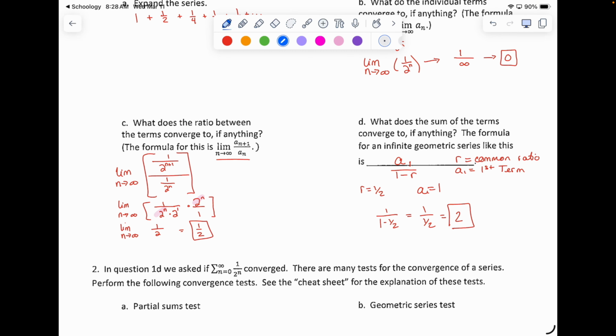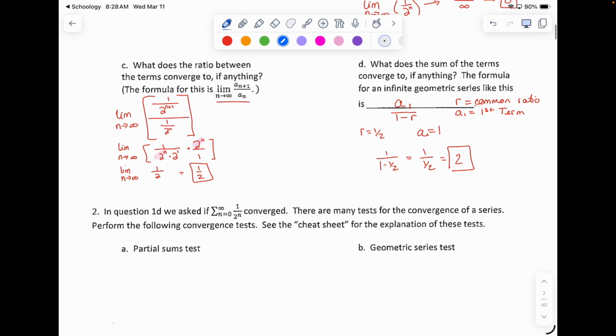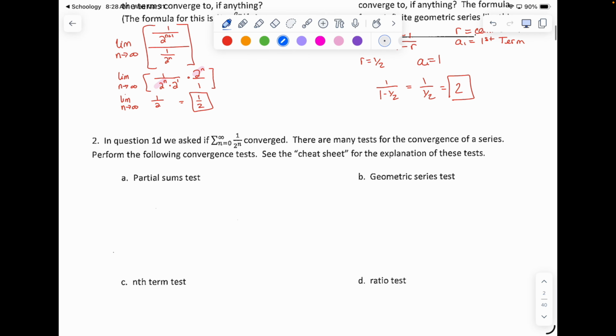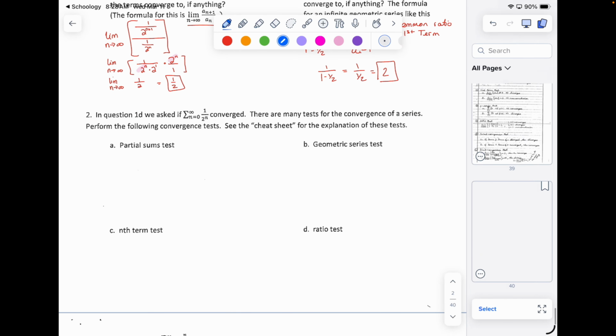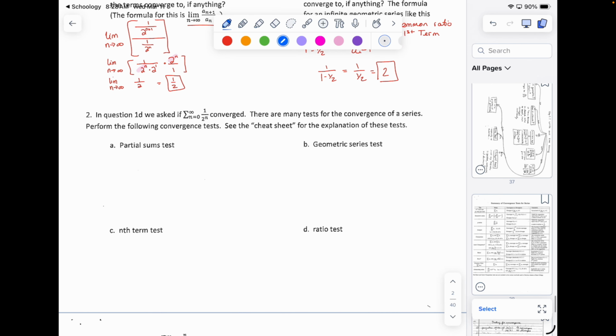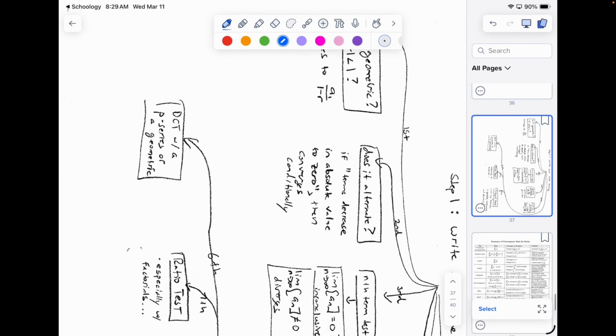Let's keep going. So in question 1D, we asked if the sum converged. There are many tests for the convergence of a series. We're going to perform the following convergence tests. There is a cheat sheet. It is at the back. So if you go all the way to the end of the packet, there are some handwritten photocopied pages.